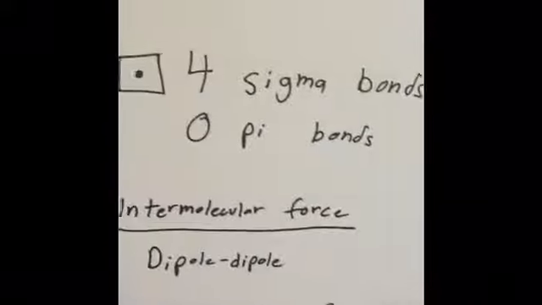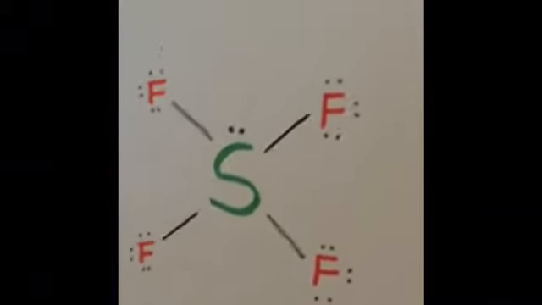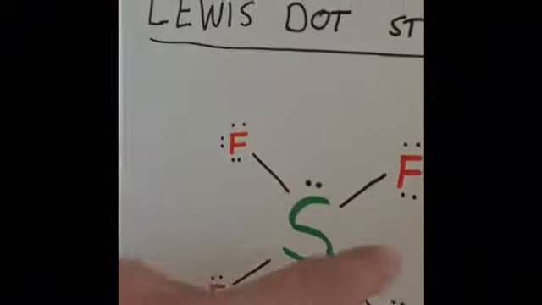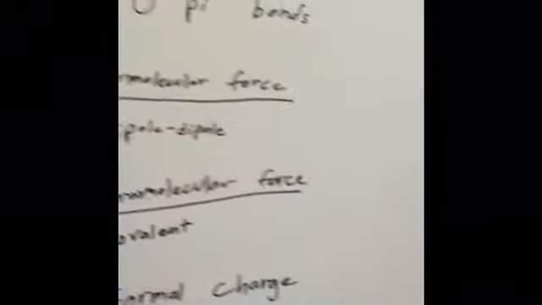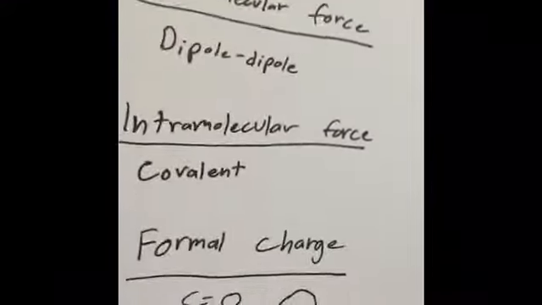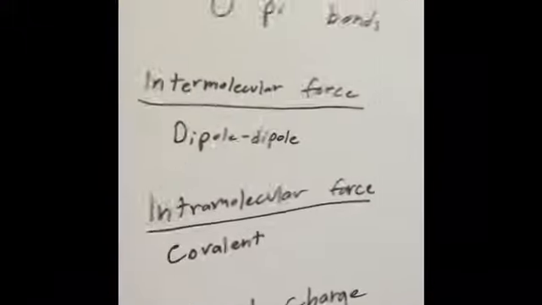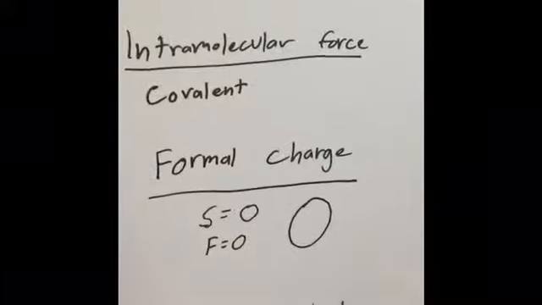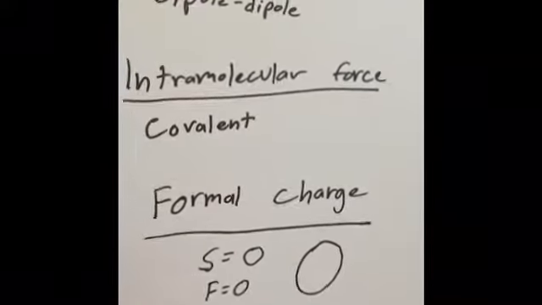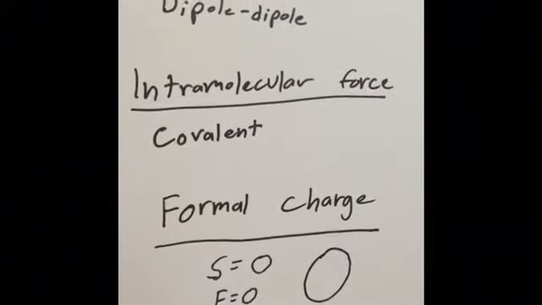The sigma bonds and pi bonds are 4 sigma bonds and 0 pi bonds. Sigma bonds are the single bonds here, here, here, and here. And pi bonds are the resonance bonds or the double bonds, which SF4 does not have any. The intermolecular force is dipole-dipole. The intramolecular force is covalent because the 2 bonding atoms are both nonmetals.